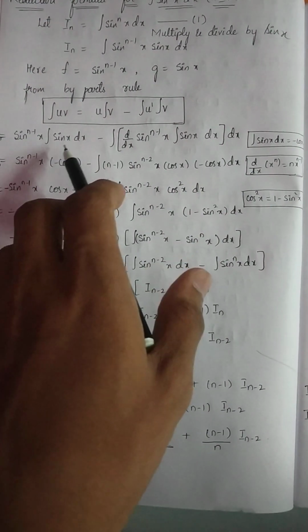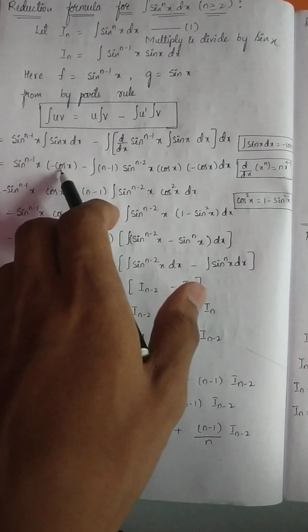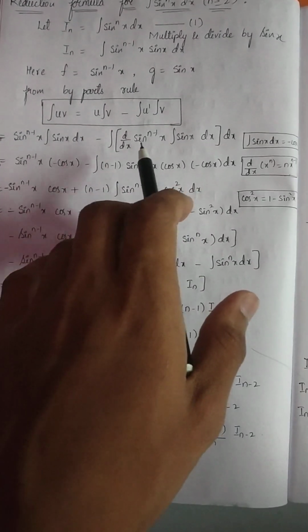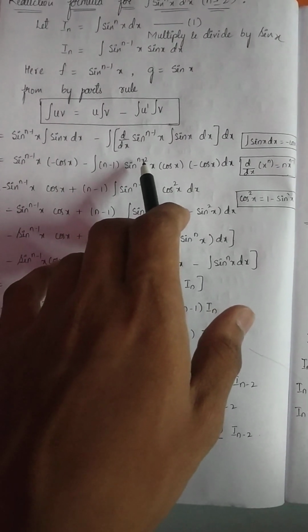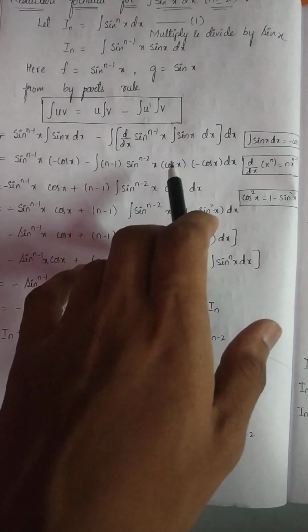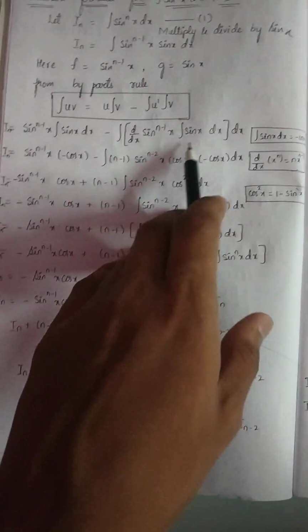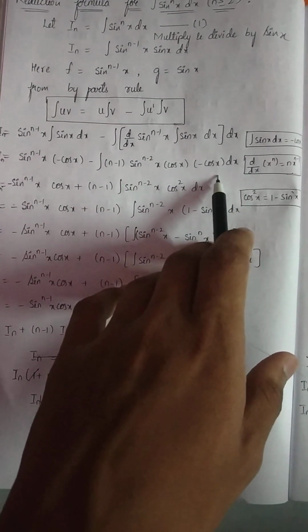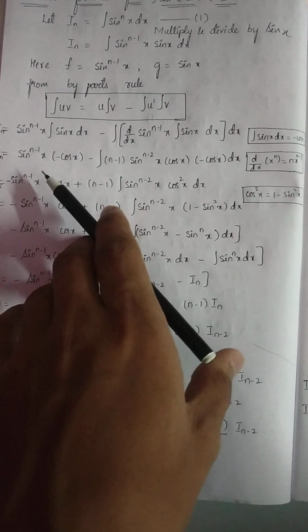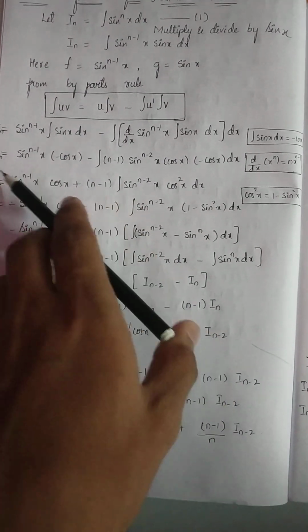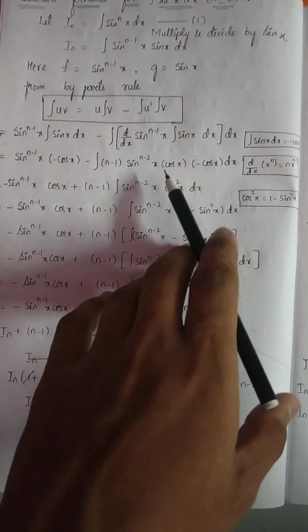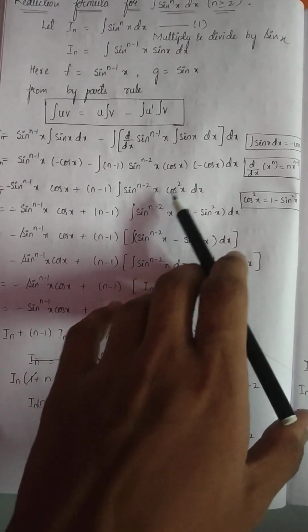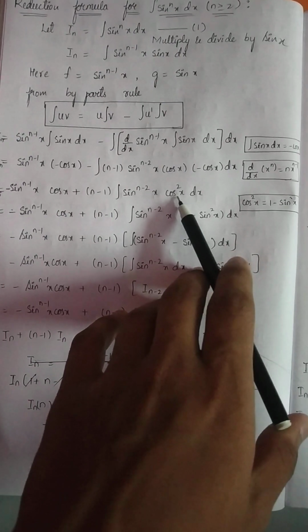We know that integration of sin x is minus cos x, and since d by dx of x to the power n is n into x to the power n minus 1, here we will apply the chain rule. So we differentiate sin x, we get cos x, and integration of sin x is minus cos x. We simplify this whole equation, the minus comes out: minus sine to the power n minus 1 x cos x plus n minus 1 integration of sine to the power n minus 2 x cos x into cos x, that is cos square x.